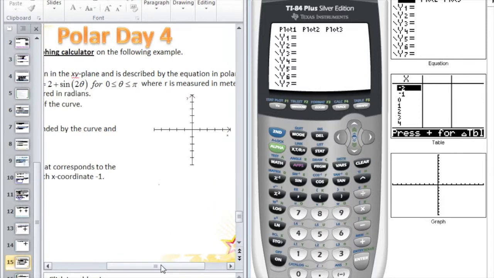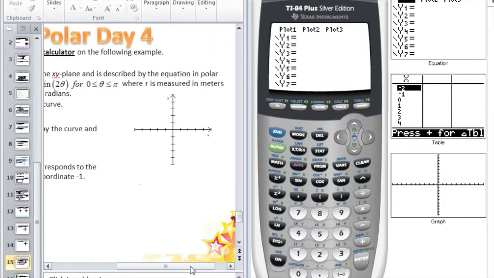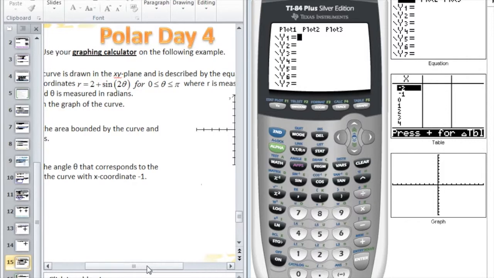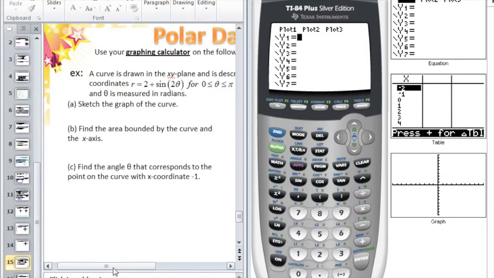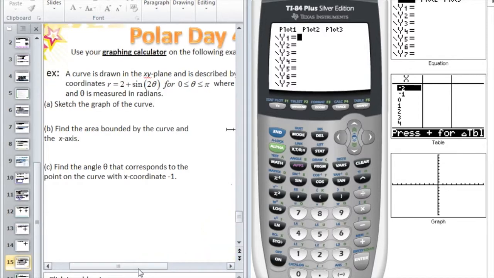Alright, so we have a curve drawn in the XY plane, and it's described by the equation in polar form, and the coordinates are r equals 2 plus sine 2 theta. Notice that we are restricted. That's a pretty important thing to notice. We're restricted from 0 to pi. And so r is measured in meters and theta is measured in radians. Okay, so that's the setup. Sorry, I had to flip back and forth.